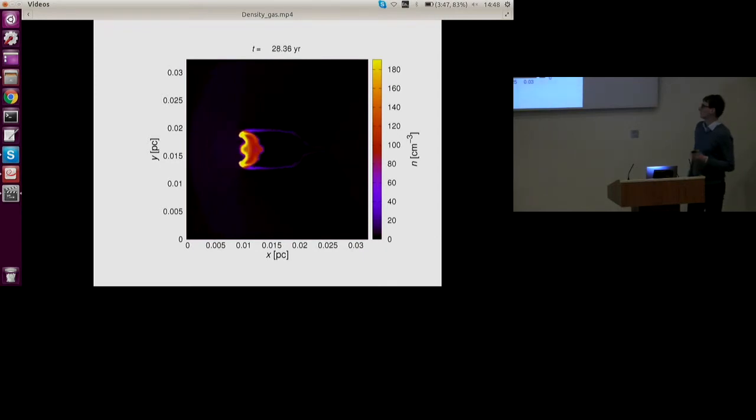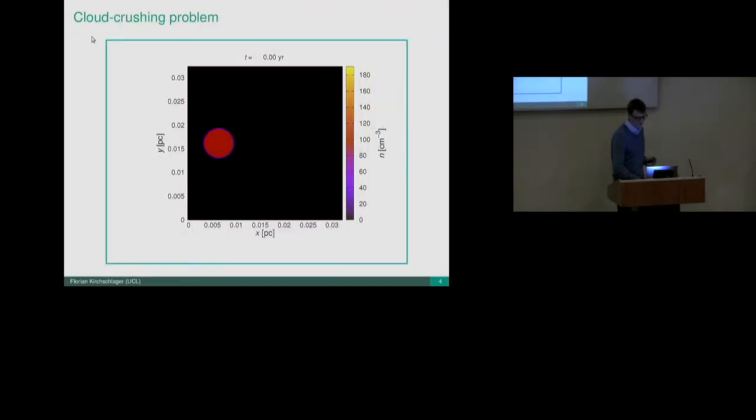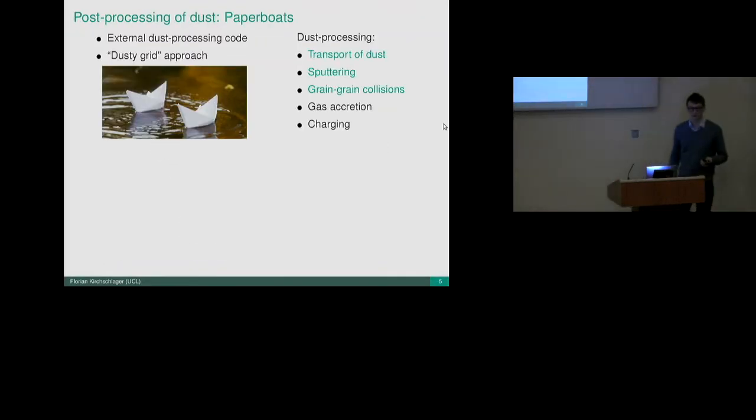So, this is only gas. What you see here is the density of the gas, because AstroBEAR can't treat dust inside it. So we use a post-processing routine. We developed the code Paperboats, which is an external dust processing code. It uses the output of a hydrodynamical code like AstroBEAR as an input. So we have the gas, the gas velocities and gas temperatures, and put it in there and calculate with this the dust advection, the dust movement. We can then also calculate the sputtering rates and the collisions of the grains.